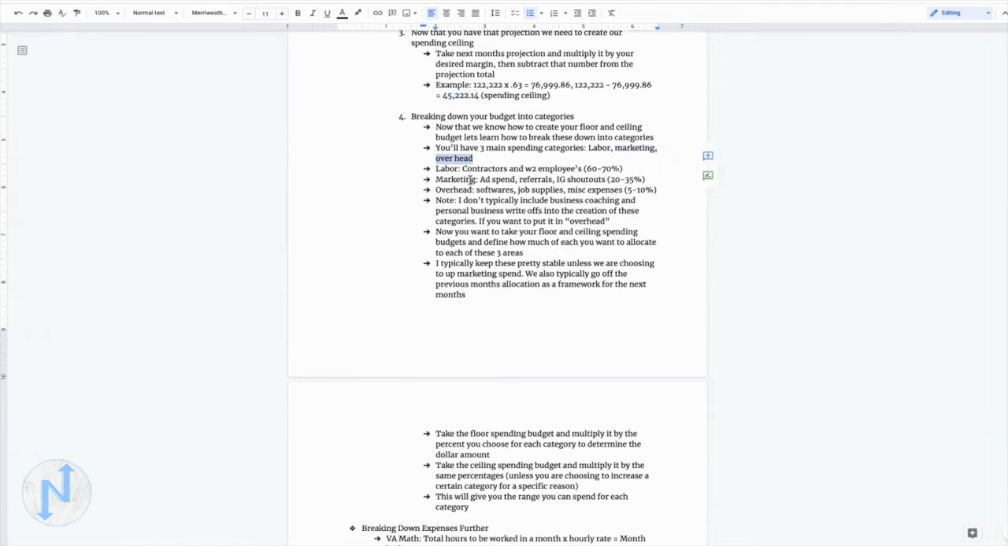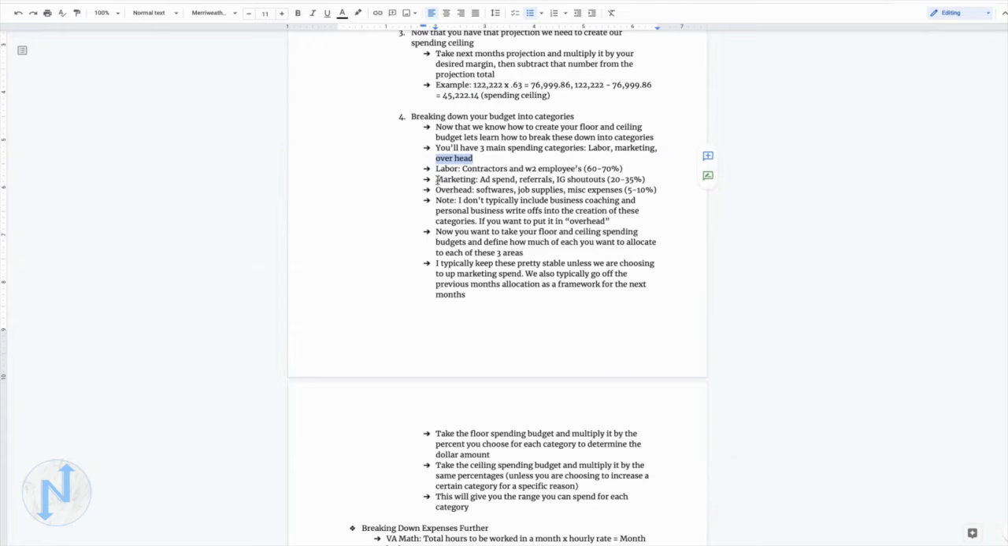Okay. So labor is defined by contractors and W-2 employees. This should make up about 60 to 70% of your budget. This isn't just general business advice. This is relevant to the coaching space because we don't really have a lot of overhead, right? Our biggest expense tends to be labor and contractors. And then the second one tends to be marketing.